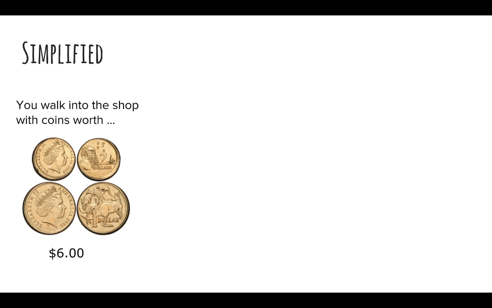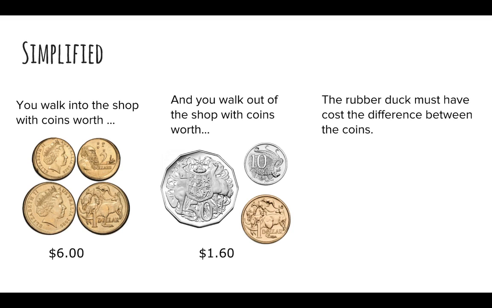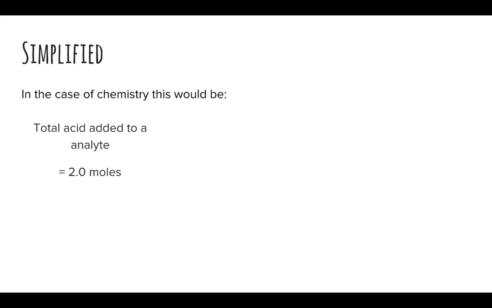If you were to walk into a shop with $6 worth of coins and you walked out with $1.60 worth of coins, the rubber duck that you bought must have cost the difference between the original coins that you had and the coins that were remaining at the end of the transaction, which is equivalent to $4.40 that you spent on your rubber duck.